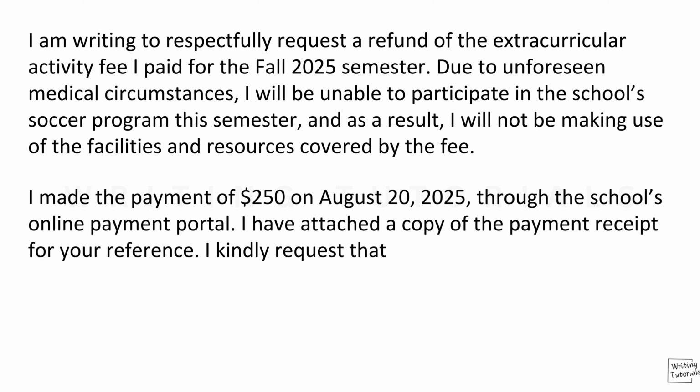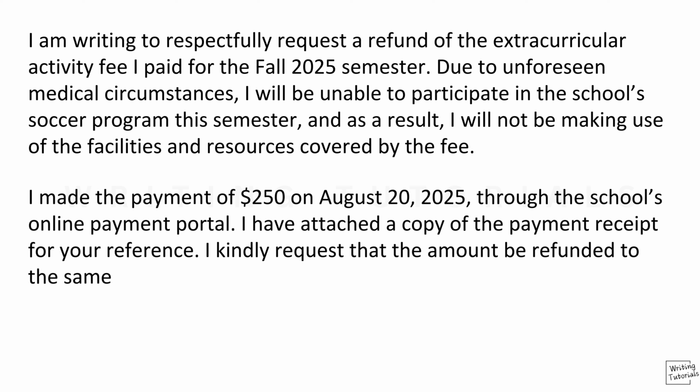This is a very practical paragraph. It gives exact details about the payment: the amount, the date, and the method. Schools need this information to locate the transaction in their system. Without it, your request may get delayed. Attaching proof, like a receipt, is always a smart move. It shows responsibility and makes the process easier for the school. Here's another tip. Always keep a record of your payments and receipts. That way, if you ever need a refund, you can quickly provide evidence.